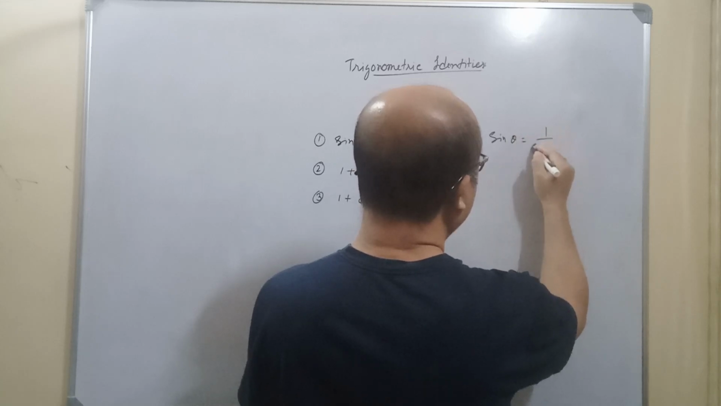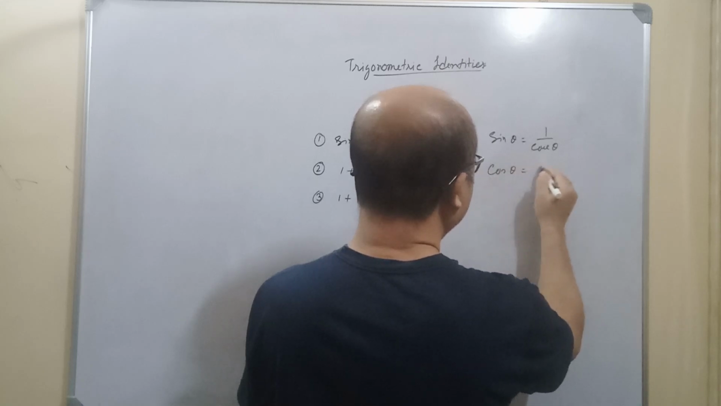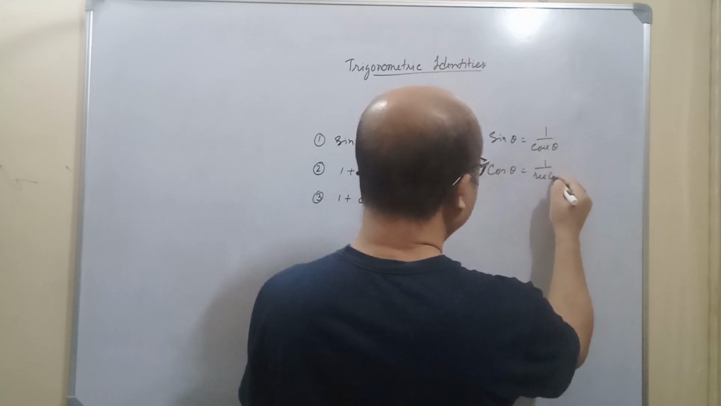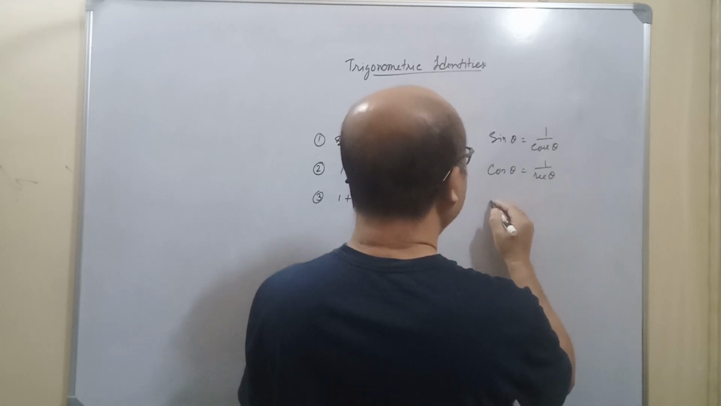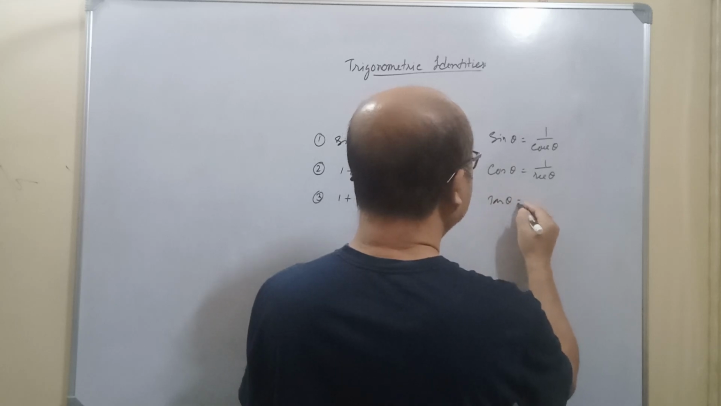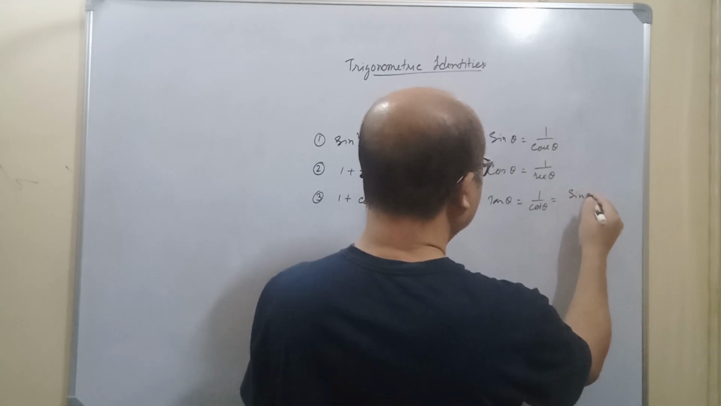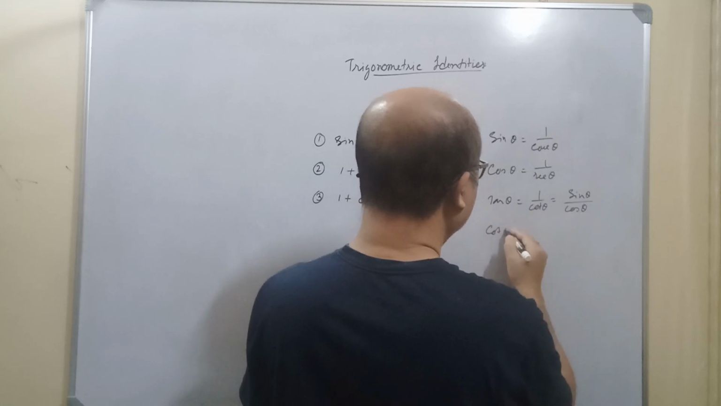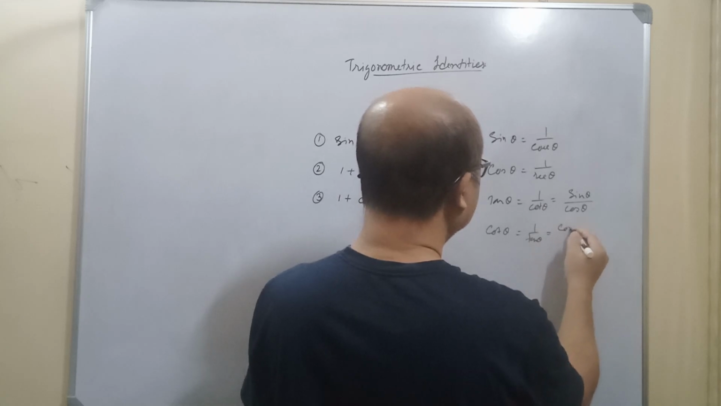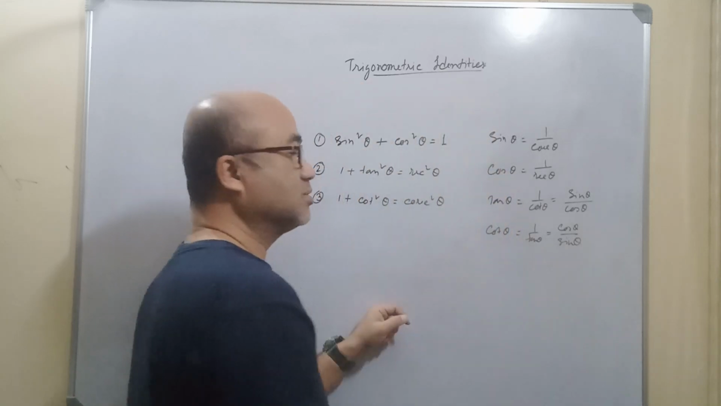Sin θ is equal to 1 by cosec θ. Cos θ is equal to 1 by sec θ. We covered this in the last chapter. Tan θ is 1 by cot θ, also equal to sin θ by cos θ. Cot θ is 1 by tan θ, also equal to cos θ by sin θ. Remember these ratios?